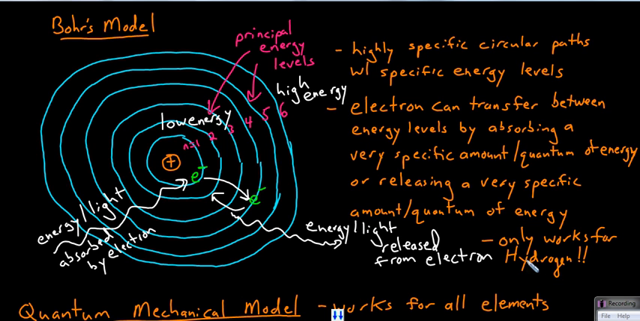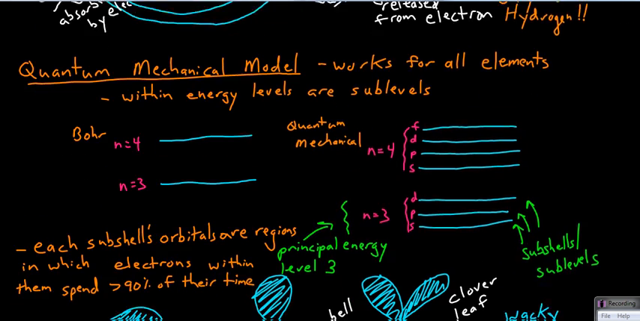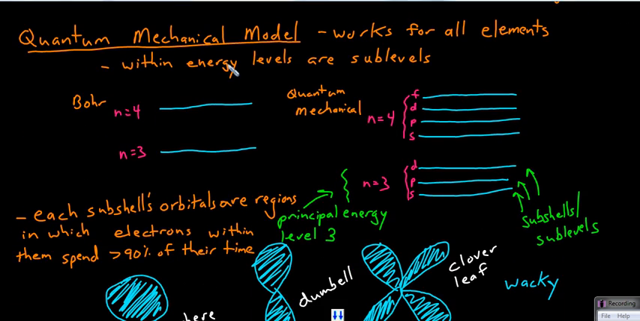And just one more thing, this amount of energy which is absorbed or released is called a quantum of energy. A very specific amount of energy which can be absorbed or released. Energy is quantized around the nucleus. Okay, so this model is great for hydrogen, but doesn't work for other elements. However, further study provided a quantum mechanical model, which does work for all elements.